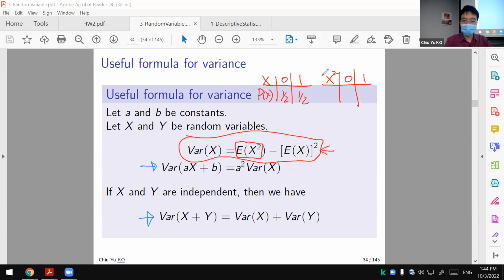1/2 is also 1 squared is also 1, right? So 0 squared is 0, and 1 squared is also 1. So the probability of X squared is also 1/2 and 1/2. So expected X squared is just 0 times 1/2 plus 1 times 1/2, which is still 1/2. Okay, so that's how you calculate this.